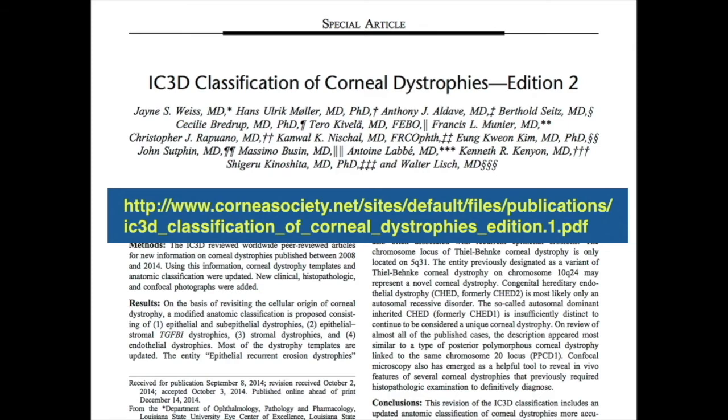The IC3D classification is a great resource dealing with modern classification of the corneal dystrophies. This is available on the internet. It has clinical photographs and pathology photographs. You should go through the Cornea Society's website to get access to this.